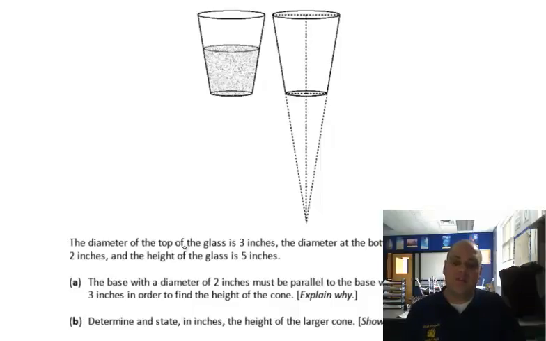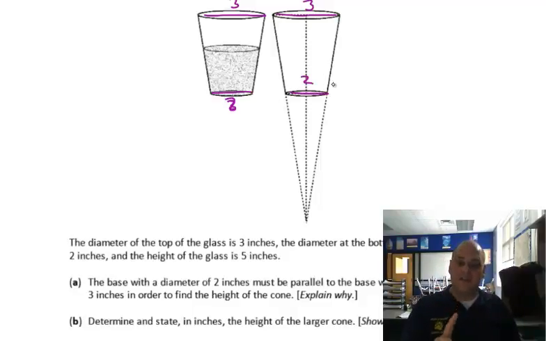The diameter of the top of a glass is 3 inches. So the diameter is 3. And the diameter of the bottom of the glass is 2 inches. So my cone has a diameter of 3 at the top, and then the bottom of the glass has a diameter of 2, which means this cross section here, see how it's a slice, has a cross section of 2.